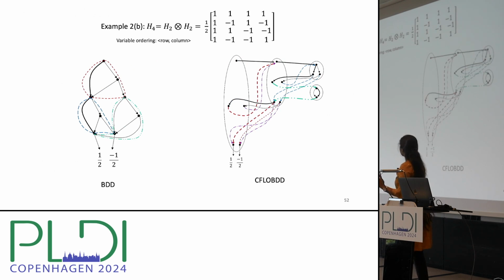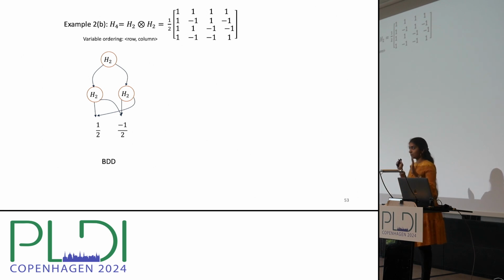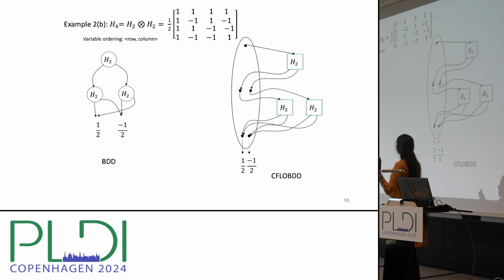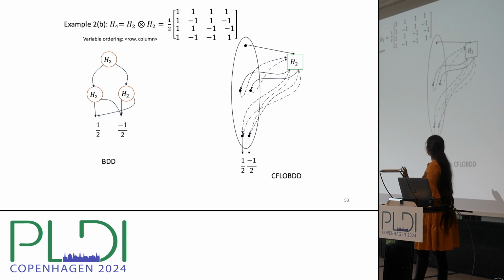But what is interesting is the next example in this series, that is H2 Kronecker product with H2. In the case of BDDs, these are the representations, but let us think about what these are. In the case of BDDs, it is one H2 stacked on top of another H2. Let us do this for CFLOBDDs as well. We would do the same structure, but we can notice that this H2 and these H2s are similar, and hence can be reused. So we would reuse the same node, and thereby we would have a compressed representation.